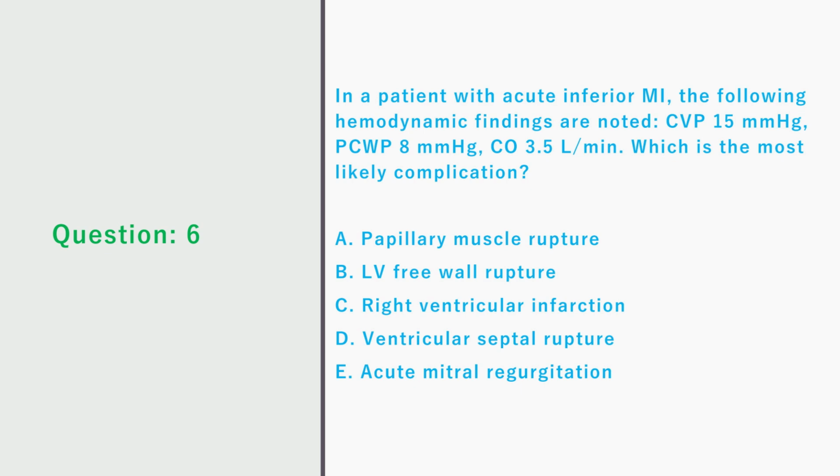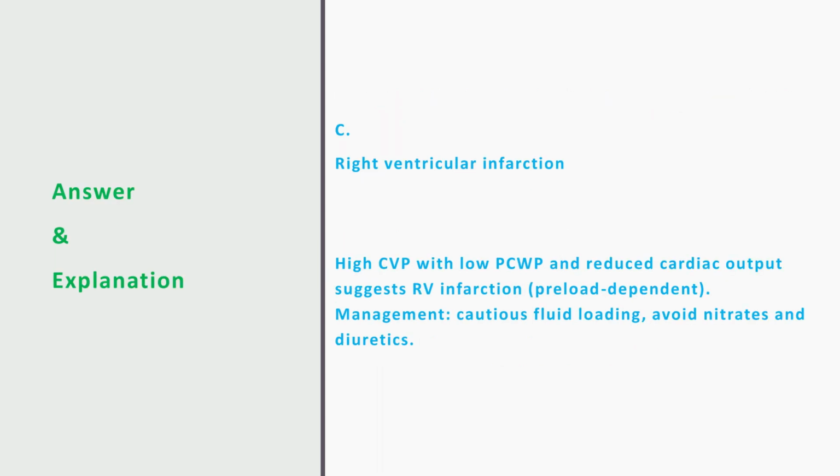A. Papillary muscle rupture. B. LV free wall rupture. C. Right ventricular infarction. D. Ventricular septal rupture. E. Acute mitral regurgitation. Correct answer is C. Right ventricular infarction.